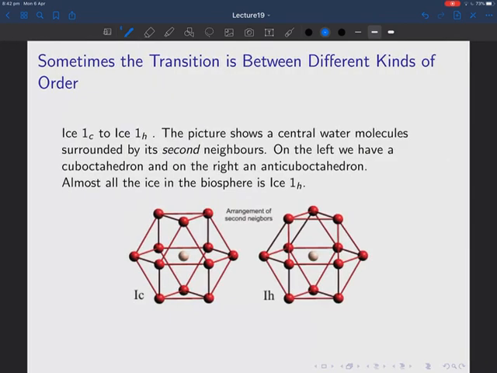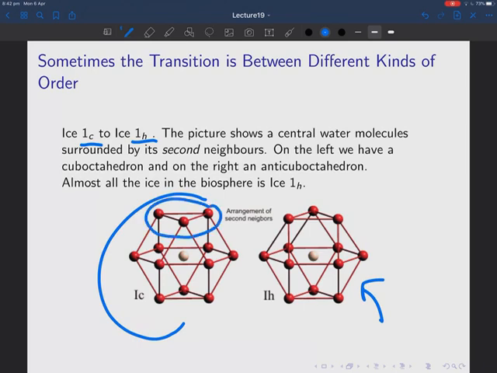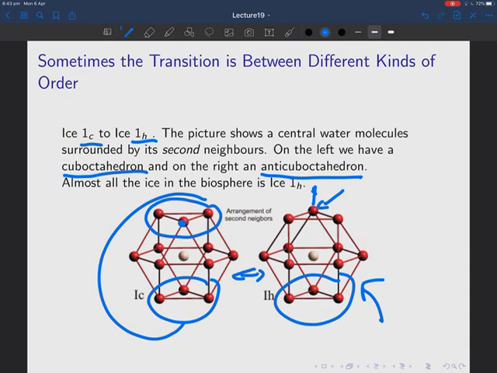You can also get transitions between different kinds of order. So I told you before that there are all these different phases of ice. Let's look at two: ice 1c and ice 1h. This is ice 1c here, and this is ice 1h just there. And you can see they only differ very, very slightly. If you look, for instance, at the top of this, you've got this particular atom pointing out towards you. Here, it's pointing away from you. But here on the base, both of them are pointing away from you. So these two geometries are actually slightly different. On the left, we have a cuboctahedron. On the right, an anti-cuboctahedron.